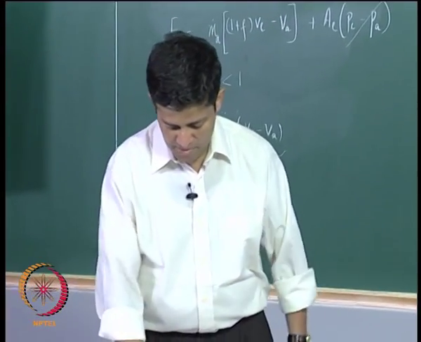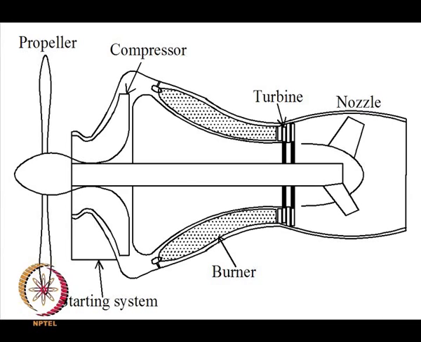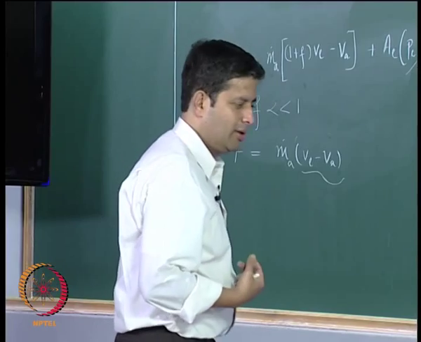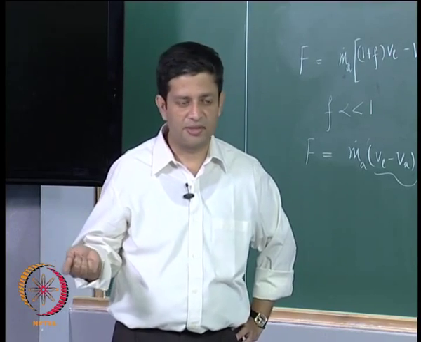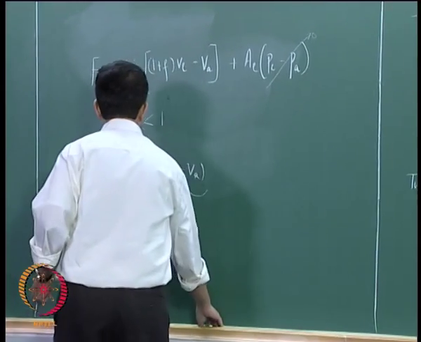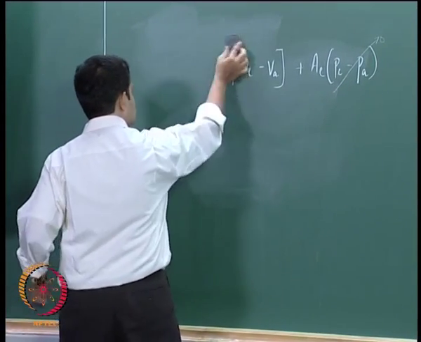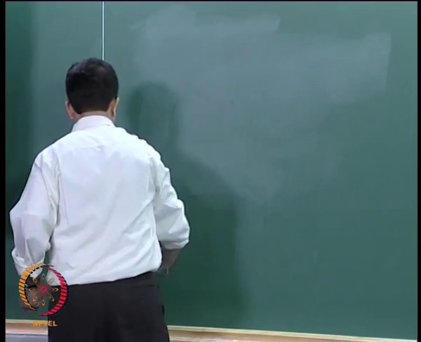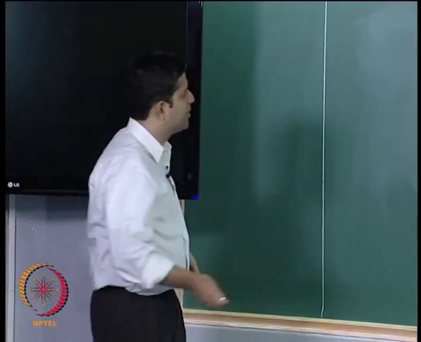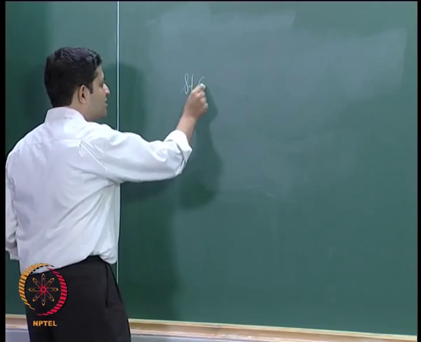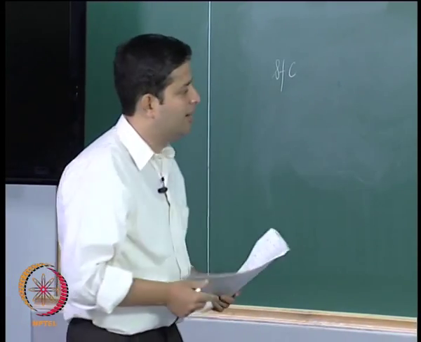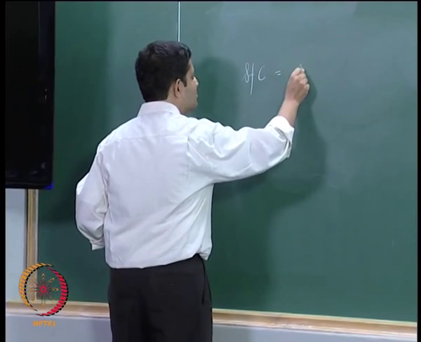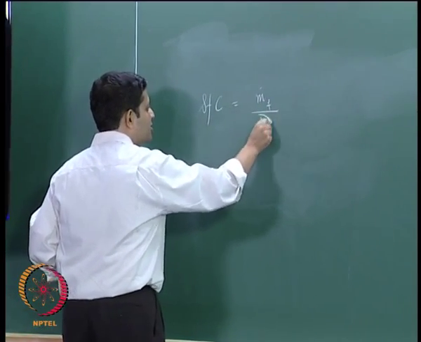Now we had taken a look at how the piston engine plus propeller performs. If you remember in the previous class, two classes back, I looked at what are all the numbers, SFC and other things. If you remember, what is the definition of SFC? We had defined SFC for a turbojet engine. For a turboprop engine, it is slightly different. It is m dot f per unit power that is produced.